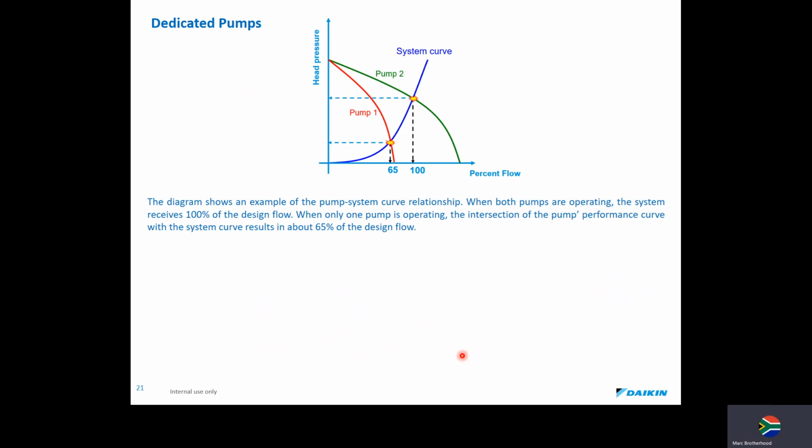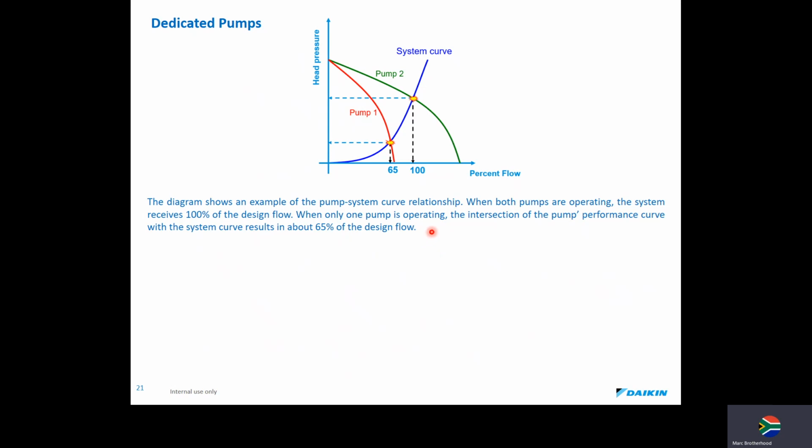If we have a look at the pump curves for these pumps, the diagram shows an example of a pump system curve relationship. When both pumps are operating, the system receives 100% of the design flow. So here you can see 100%. Pump 1's running, and I switch pump 2 on, and the system curve drops down. So that's the head pressure I require to overcome losses. Also the height of the building, I need to pump a head pressure. And with both pumps running, I reach my sweet spot, and I reach 100% of my design flow.